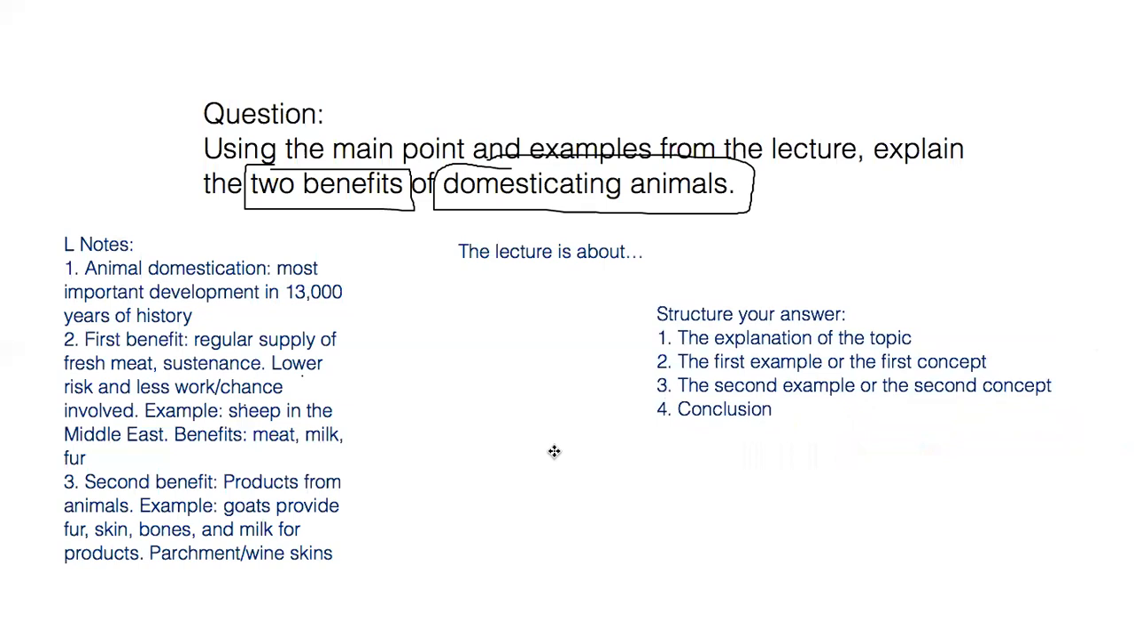It's best to start off first with the explanation of the topic. So introduce the idea of whatever is being discussed, in this case, domesticating animals. Then you want to move on to the first example or concept, and then the second example or concept. Here we know, because of the question, we're discussing two benefits. So for this question, it would be the explanation of domesticating animals, the first benefit, the second benefit, and then you want to conclude. So using these notes that we have from the lecture and this structure, now we can start working on our sample answer.